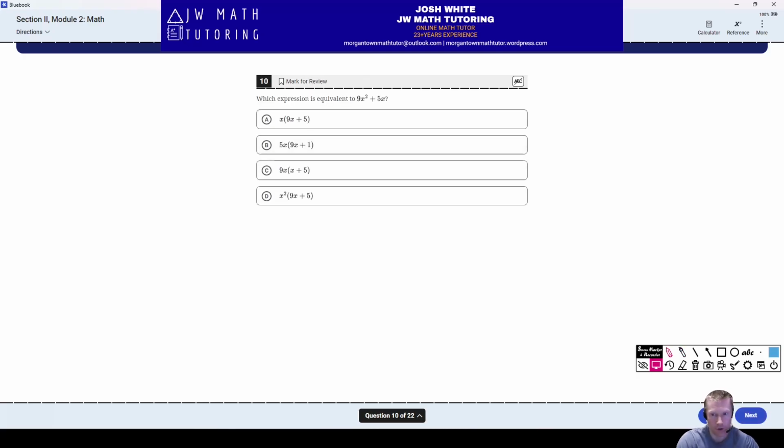All right, next up, we have an equivalent expression problem. So basically here, we're just factoring out the common factor. That's essentially what all of these answer choices are. And the only thing that these two terms have in common is just the x. So you factor that out and you're left with 9x plus 5. The correct answer for this is going to be letter A.